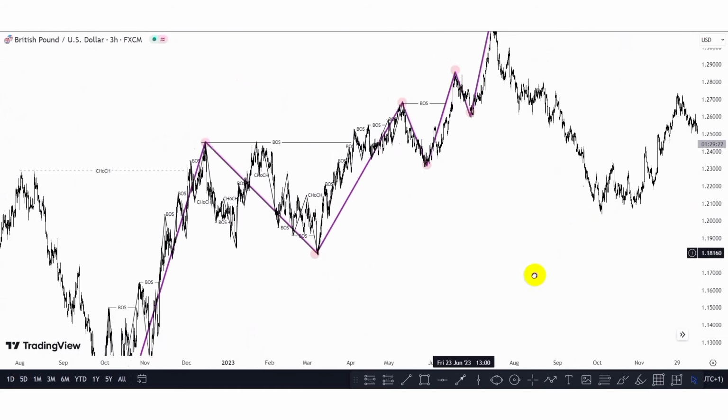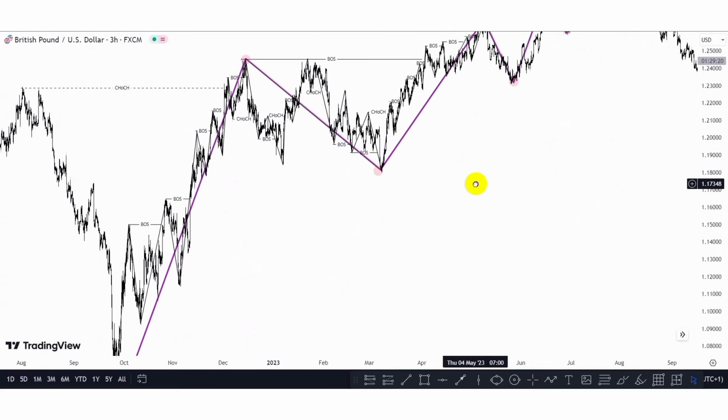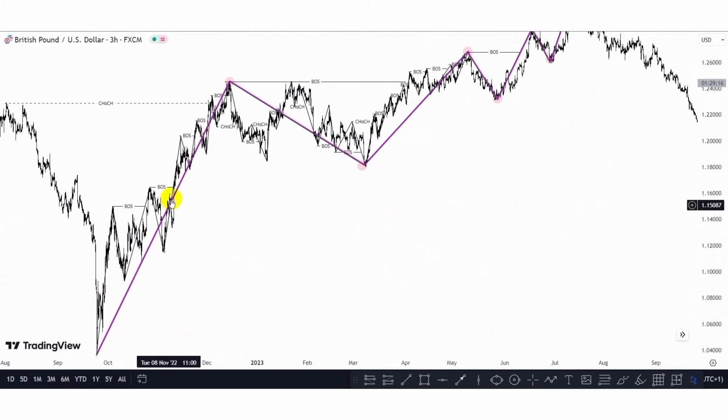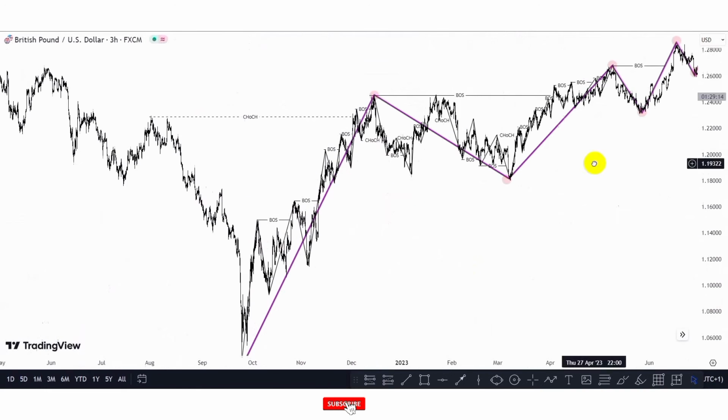Now you can see this is our 3-hour time frame. So you can see we have the daily structure, which is bullish. Now you can see that the daily structure, the daily directional bias, is our major market structure because the daily time frame is higher than the 3-hour time frame.